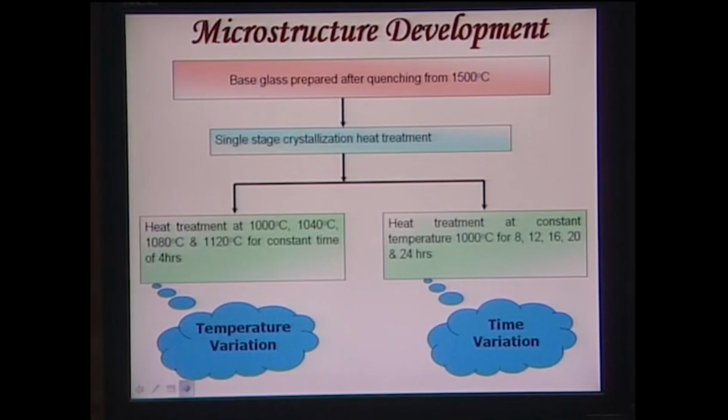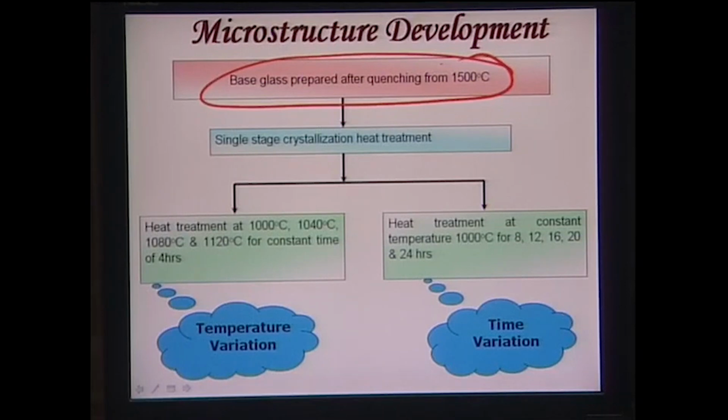Now, how are these glass ceramic materials processed? You start with the base glass, which is prepared after quenching from 1500 degrees Celsius. So you first mix these powders, and then heat them to high temperature. They will melt, and this heating is done in a platinum crucible so that the melt does not react with the crucible. If you use alumina, then it will react with alumina, so you cannot use alumina. Platinum is more noble, so it does not react with this glass ceramic melt.